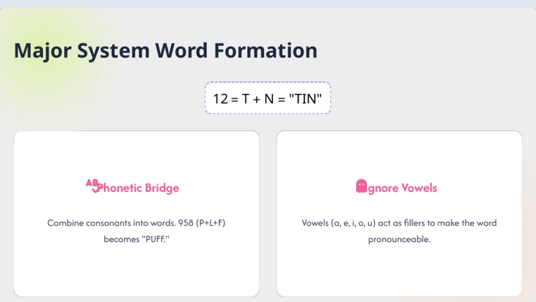Speaking of which, the major system word formation is a powerful tool. It's a method that helps us encode numbers into words by using consonant sounds, making memorization much easier. So, by understanding these basics, filling in vowels, combining consonants, and creating phonetic bridges, we can enhance our memory techniques significantly. This all ties back to our goal of improving recall and retention through clever encoding strategies.